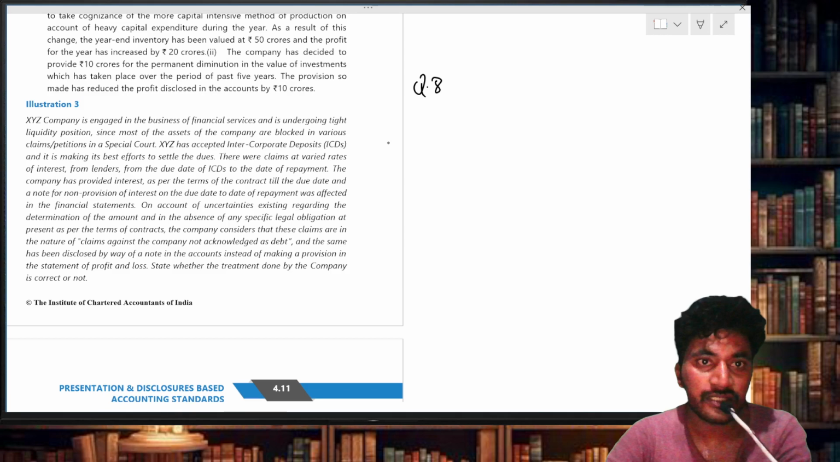XYZ has accepted intra-corporate deposits and is making its best effort to settle the dues. There were claims at varied rates of interest from lenders from the due date of the ICDs to the date of repayment. The company has provided interest as per the terms of the contract till the due date, and the note for non-provision of interest after the due date of repayment was given in the financial statement.